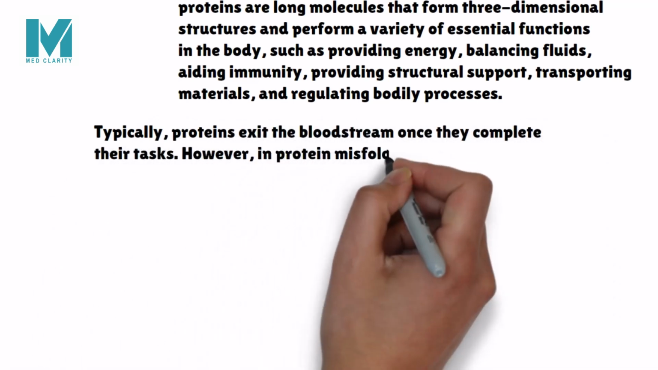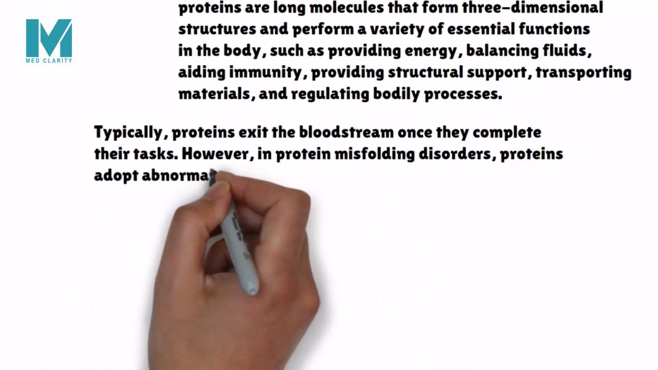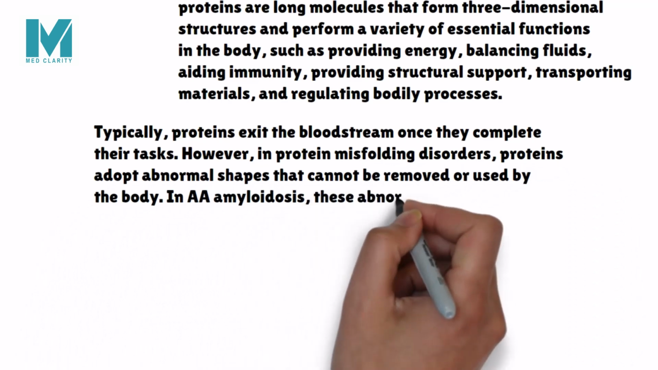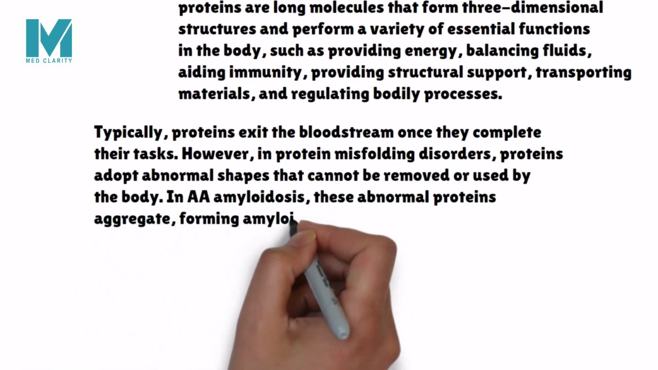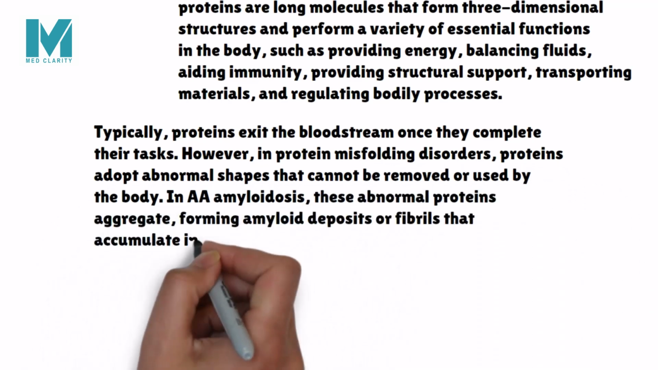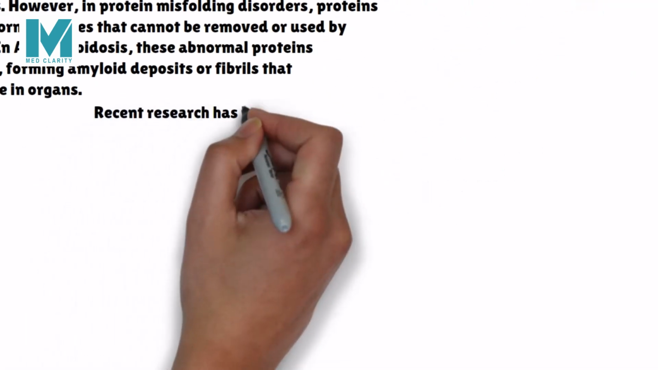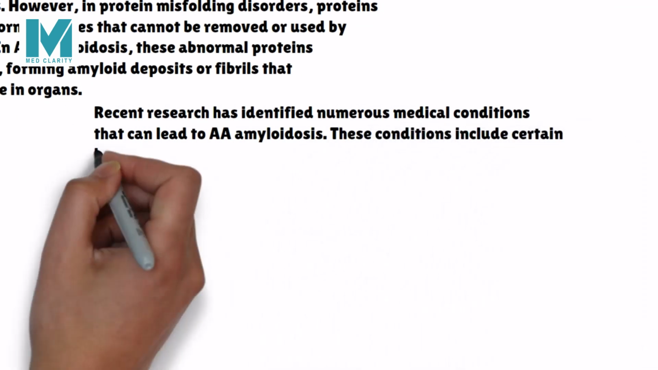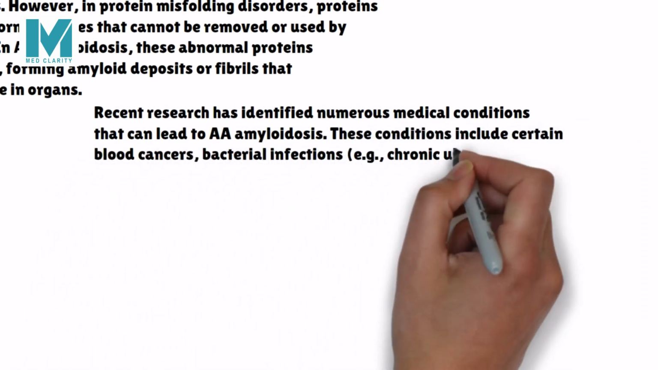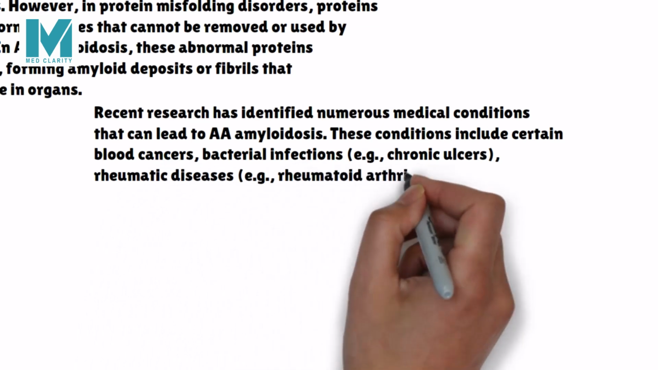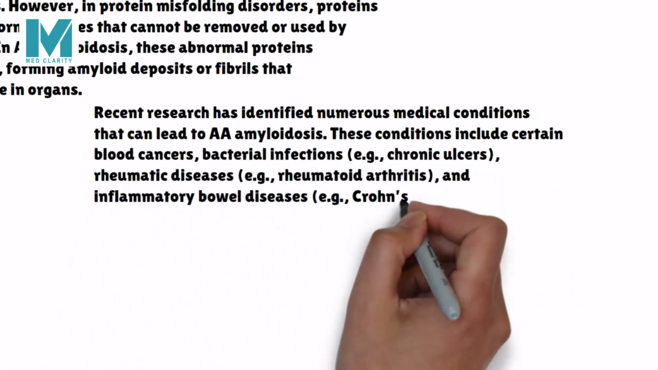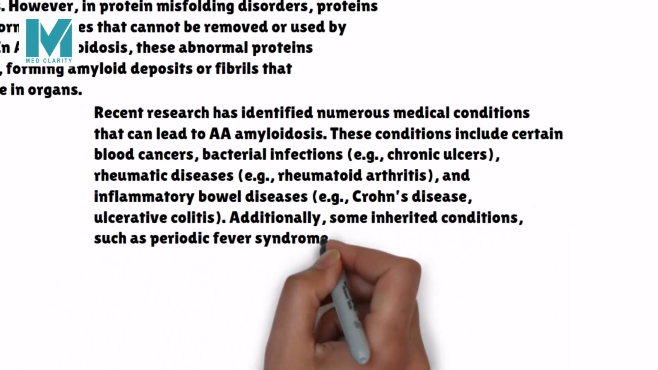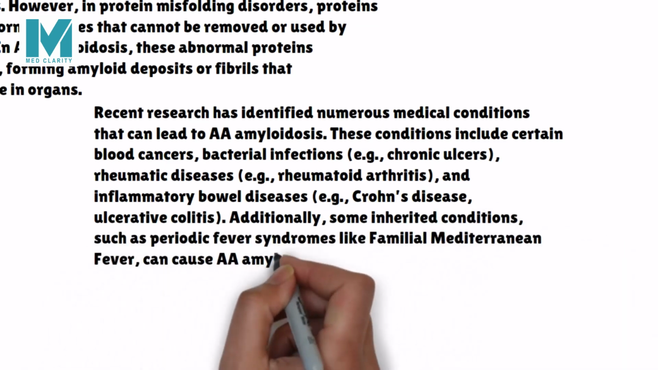However, in protein misfolding disorders, proteins adopt abnormal shapes that cannot be removed or used by the body. In AA amyloidosis, these abnormal proteins aggregate, forming amyloid deposits or fibrils that accumulate in organs. Recent research has identified numerous medical conditions that can lead to AA amyloidosis. These conditions include certain blood cancers, bacterial infections, rheumatic diseases, and inflammatory bowel diseases. Additionally, some inherited conditions, such as periodic fever syndromes like familial Mediterranean fever, can cause AA amyloidosis.